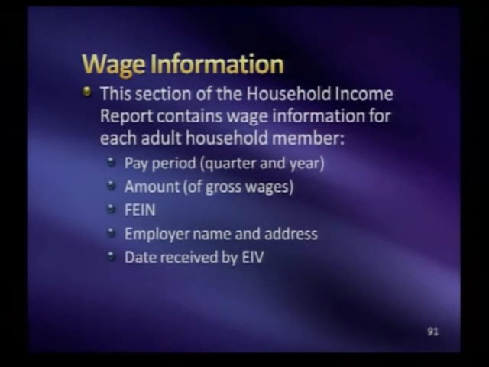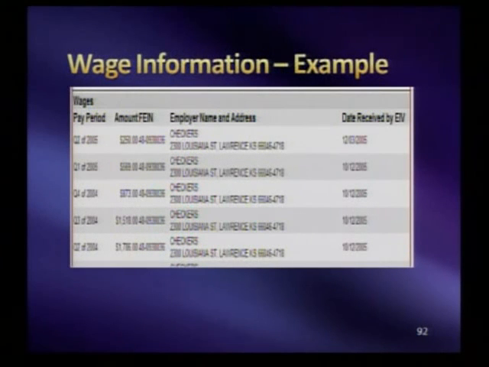Your wage information, again, this section is a comprehensive section outlining quarterly wage information and employer information. It shows you the quarter, the year, the dollar amount, all the employer information, and the date that EIV received the information from the source. And it's just an example of wage information in EIV. This person works for Checkers. Everybody know Checkers? The little hamburger joint with the Cajun spicy fries.